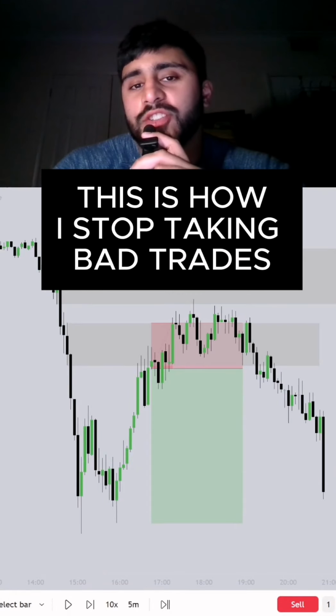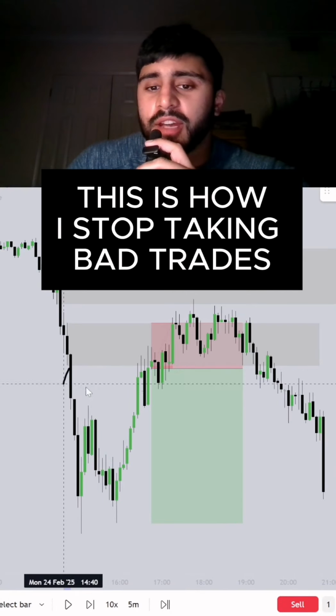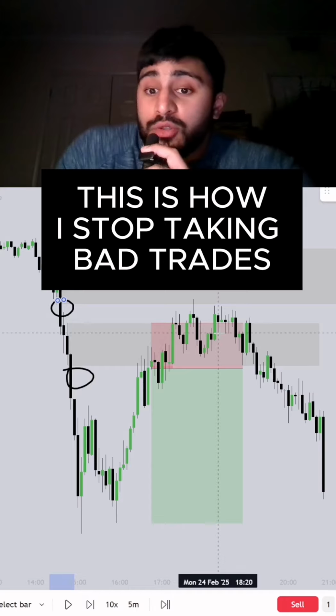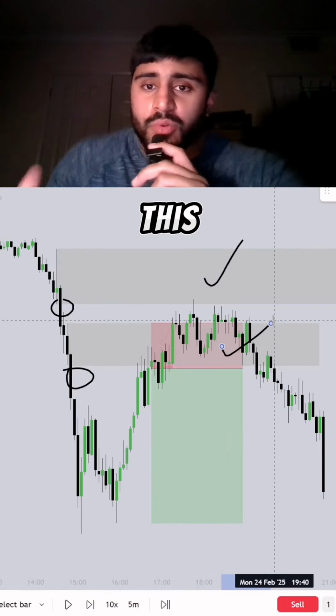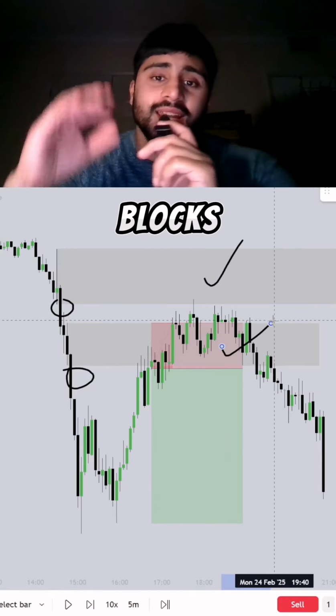One of the most frustrating things you can go through as a trader is when you see a fair value gap like this and you see a fair value gap like this, and you don't know which one to choose. Are you going to pick this one or are you going to pick this one? Let me tell you how you can choose order blocks in less than 120.